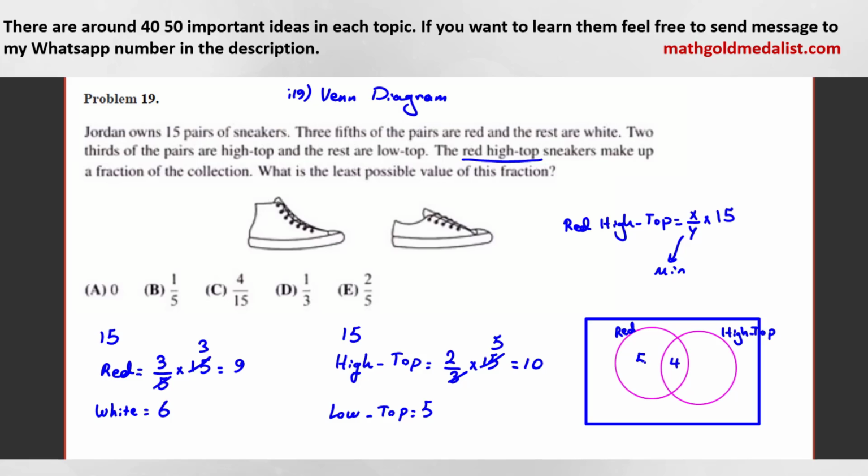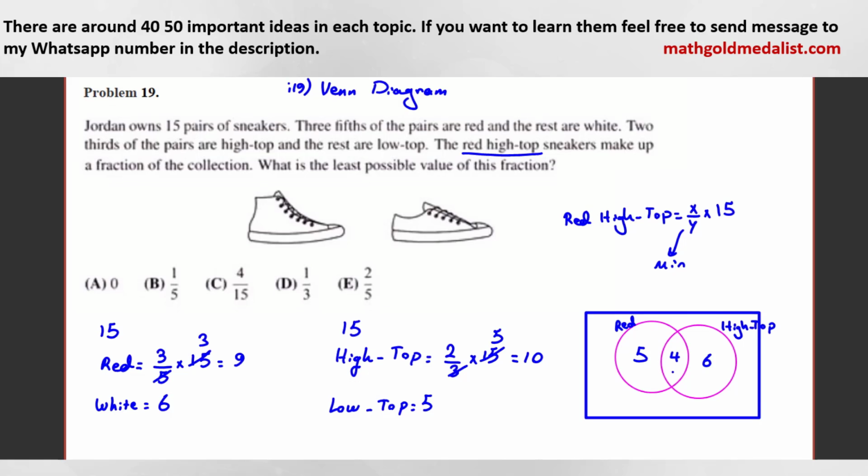And then red 9, so here 5, 10, red 9 here. 10 high top, so we can say 10 minus 4, 6. 6 plus 5, 11, plus 4, 15. And red will be 9, outside that 6 will be white. 10 high top, outside 5 low top. So it is an example. And you can say it's 4, and the answer cannot be less than 4. You can prove it easily.